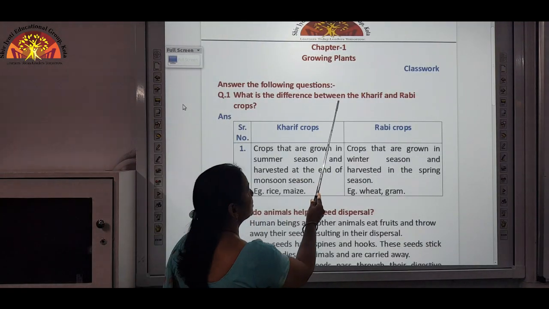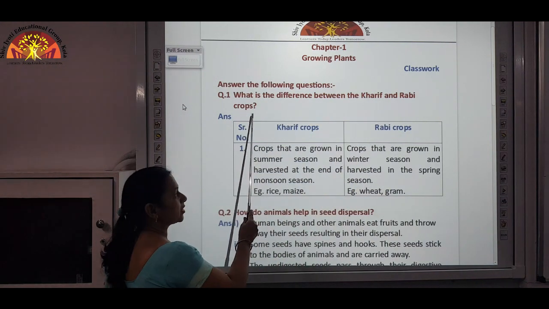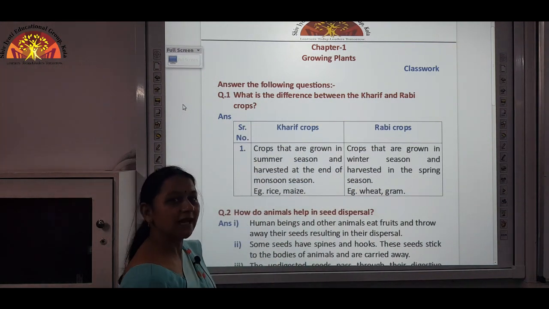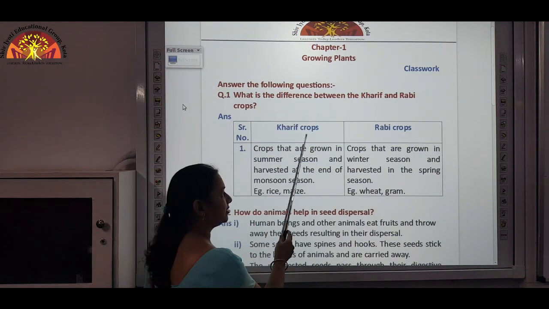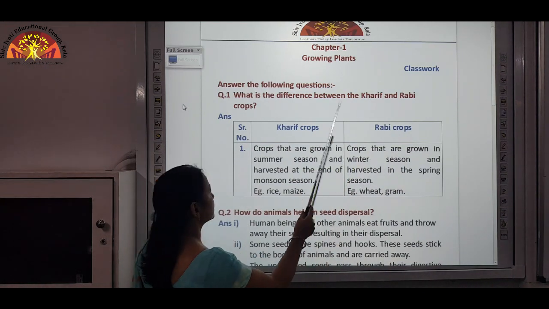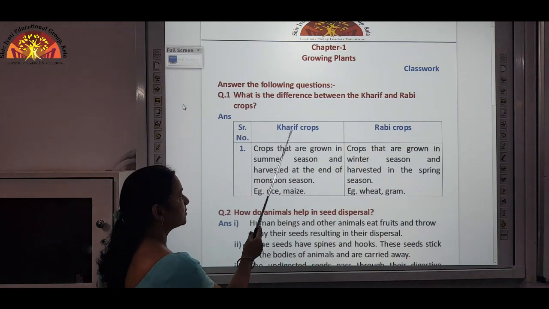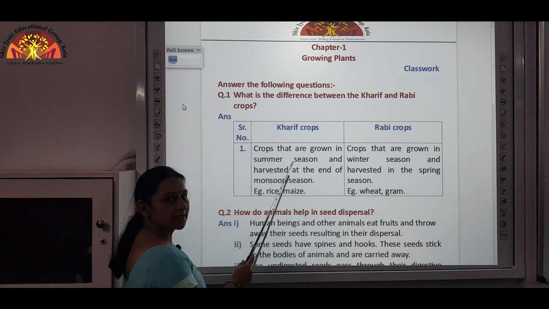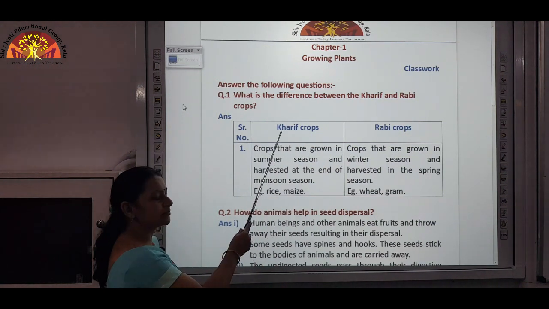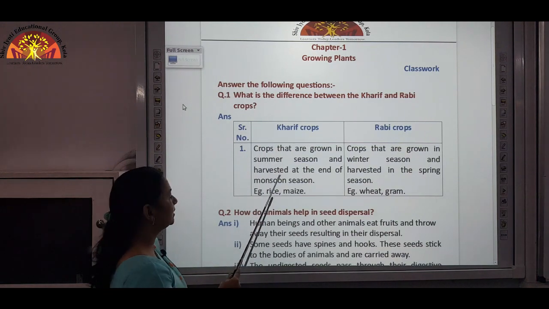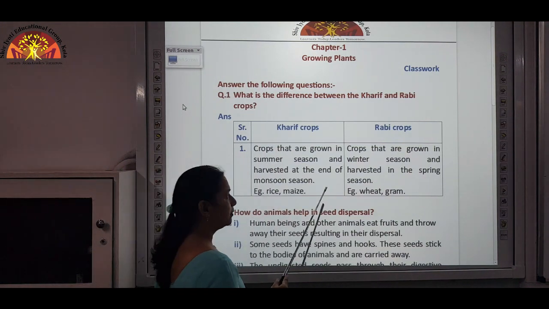What is the difference between the Kharif and Rabi crops? We have discussed in the chapter, I explained it to you what are Rabi crops and Kharif crops. So, let us take up the differences. Kharif crops are the crops that are grown in summer season and harvested at the end of monsoon season. As I have explained you earlier, the examples are rice and maize.